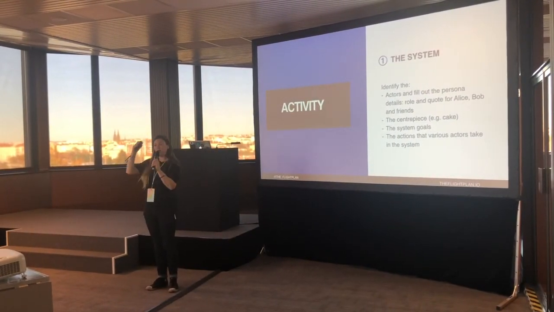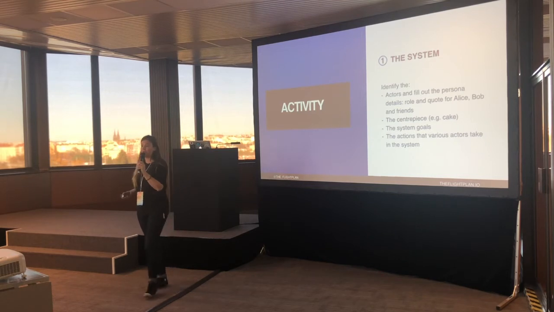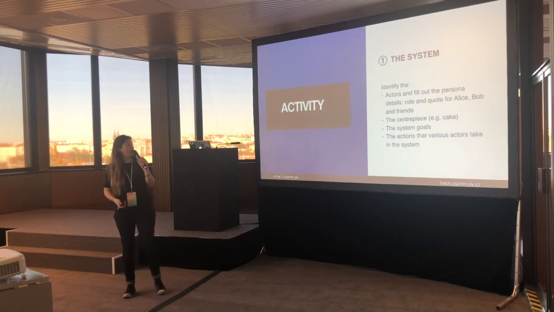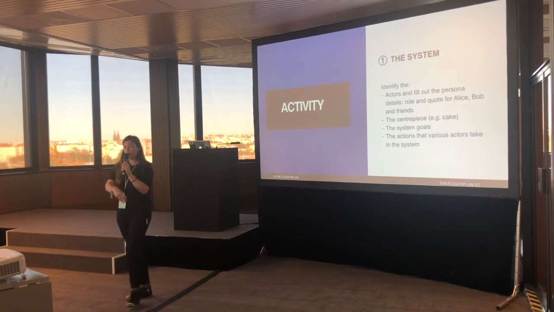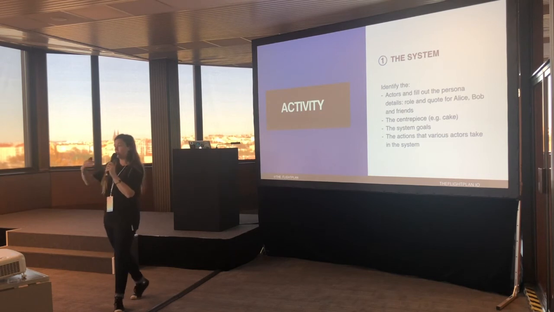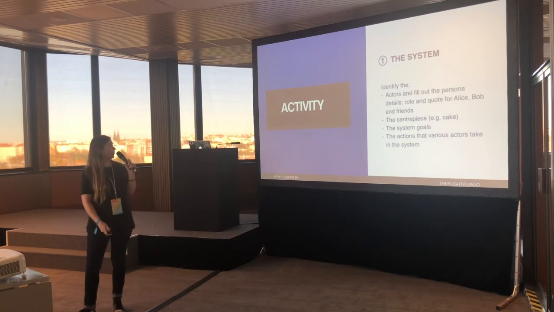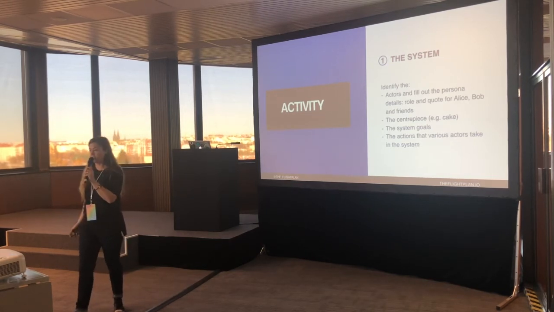Your instructions are to identify the actors and fill out the persona details. We've got Alice and Bob already pre-filled in there, but you can have up to four actors. Figure out what their role in this ecosystem is and a quote that personifies that actor. Then you're going to move on to the centerpiece. In the previous example, the cake was the centerpiece. Then you can write up the system goals and then the actions that the various actors take in the system. And don't worry too much about getting all of that perfect, because you can constantly revisit it as you start to explore the mechanism designs. All right, so get started on filling out that top section, section 1.